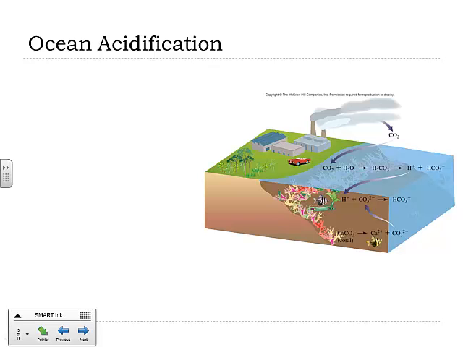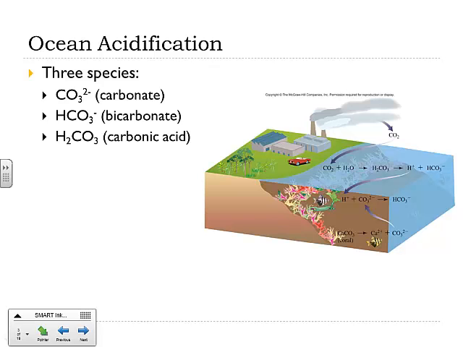So let's take a look first at ocean acidification. First off, there are three species that we're interested in. The first one is carbonate, CO3 2-, which you can see all the way down here in the part where they talk about coral, right? Marine skeletons, like coral and some other skeletons, contain carbonate, CO3 2-.